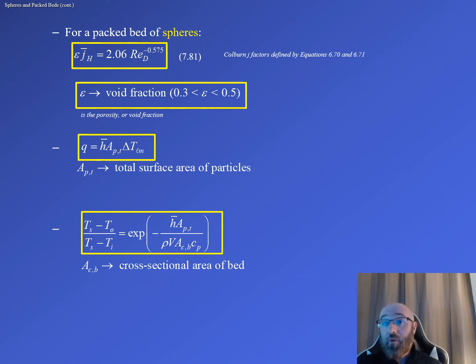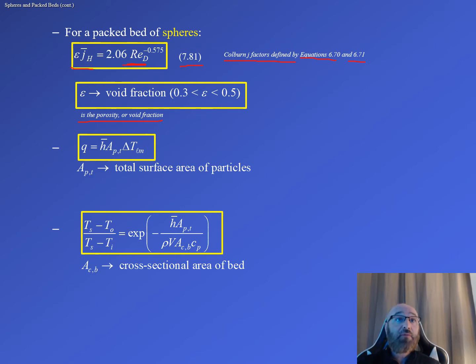So we do have some governing equations related to our packed bed of spheres. The first equation we'll take a look at is 7.81. Within this we have our void fraction or porosity, our epsilon value, times our JH average, which is our Colburn factor defined back in chapter 6 by equations 6.70 and 6.71. This is equal to 2.06 times our Reynolds number to the negative 0.575. And we do have relationships that we can plug in to solve for our Reynolds number as well.